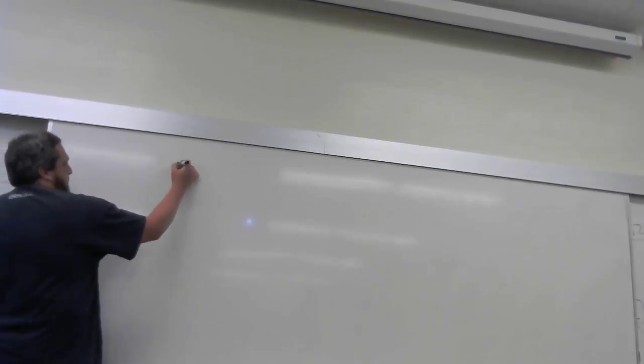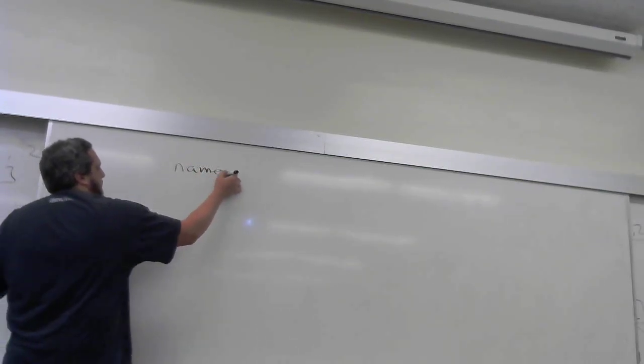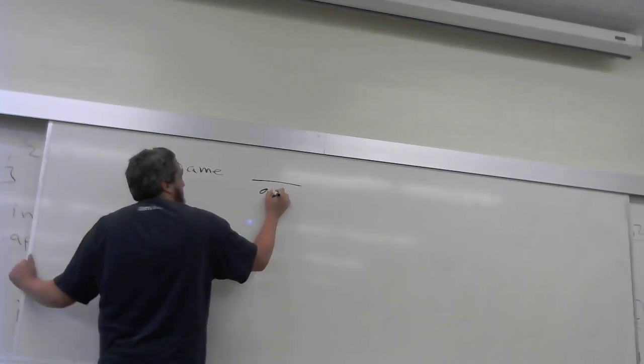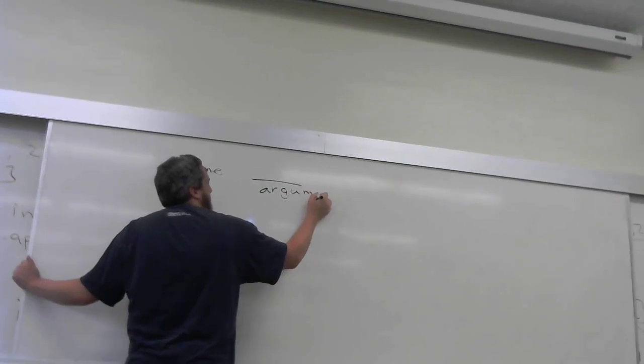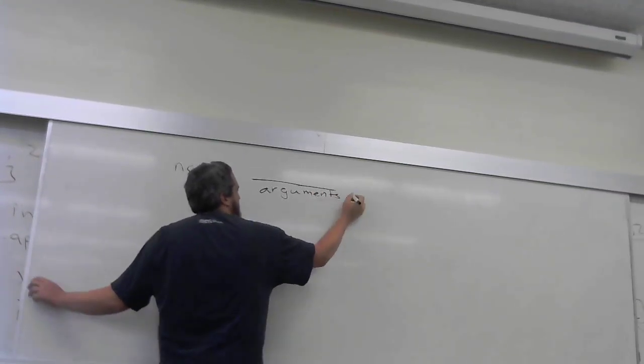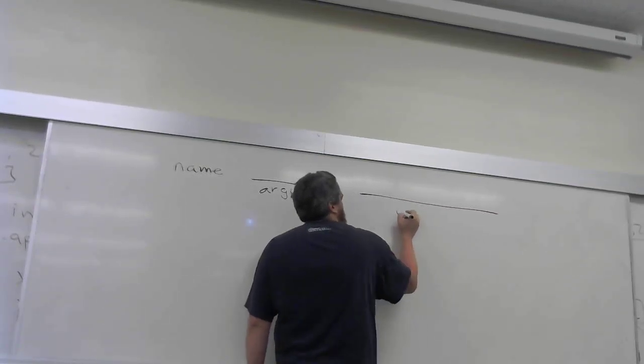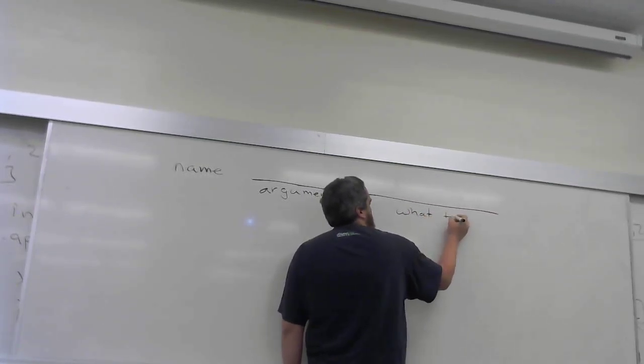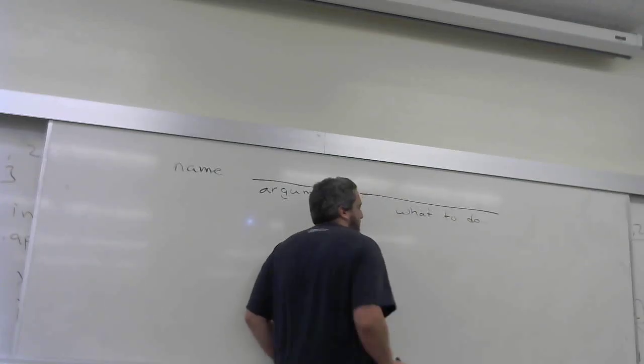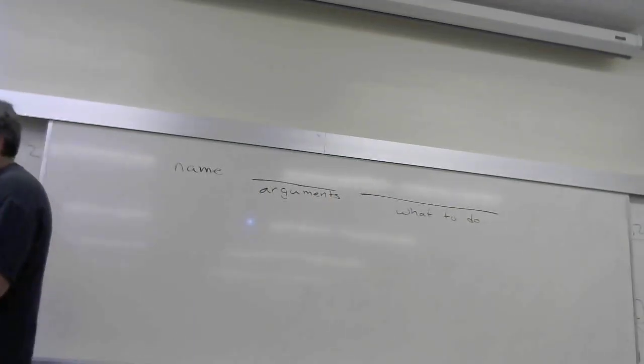Haskell functions take on the form like this. You have your name, your arguments, what to do. So your function body.